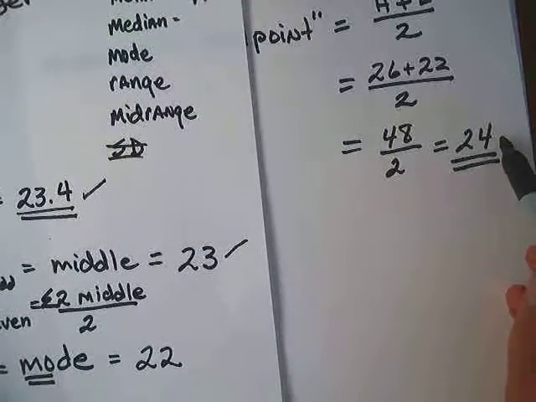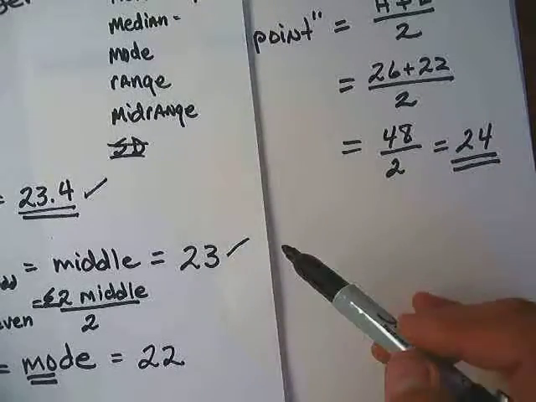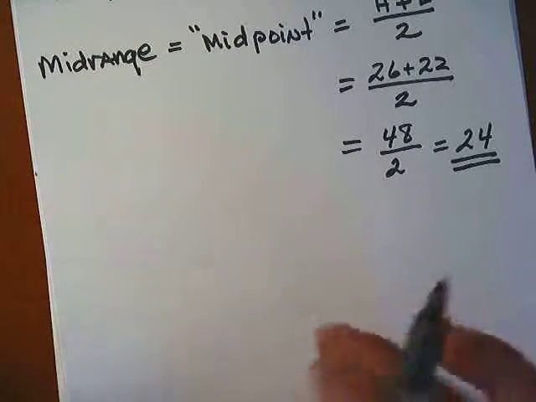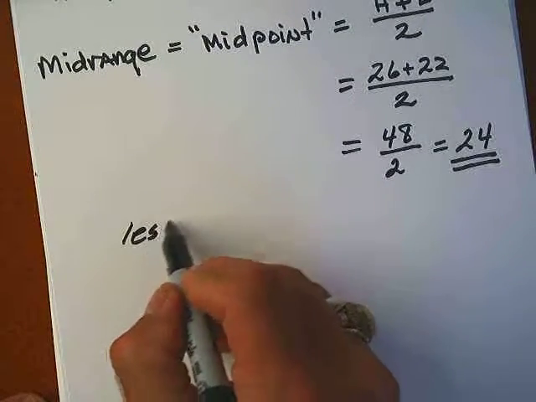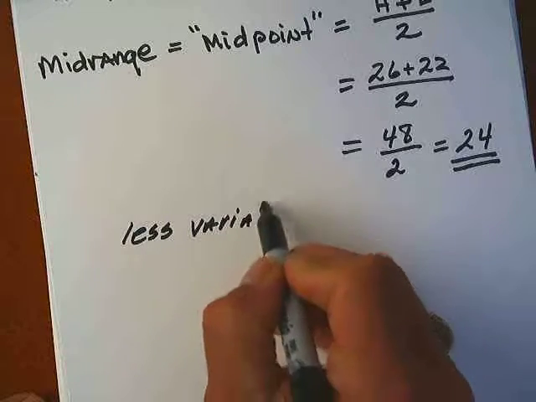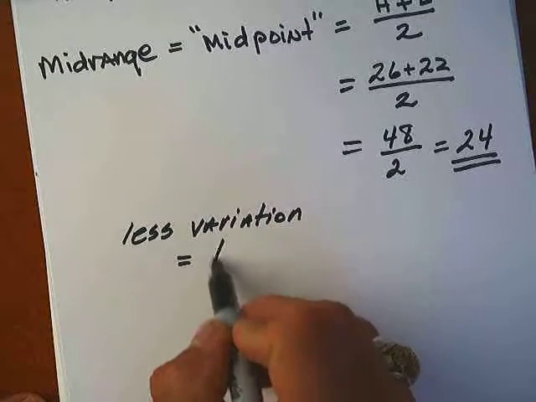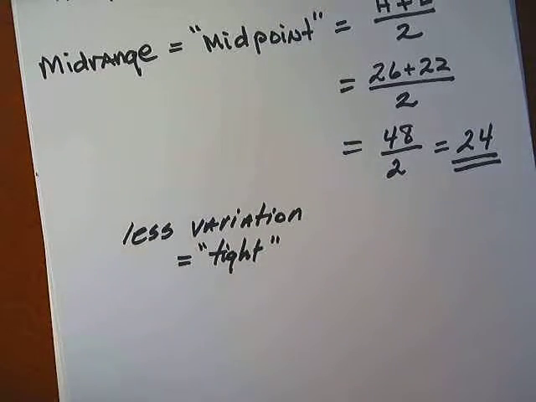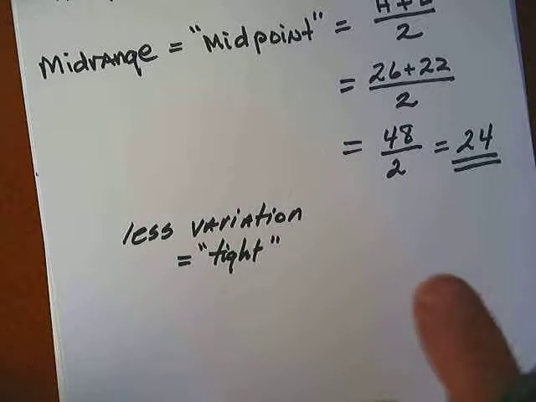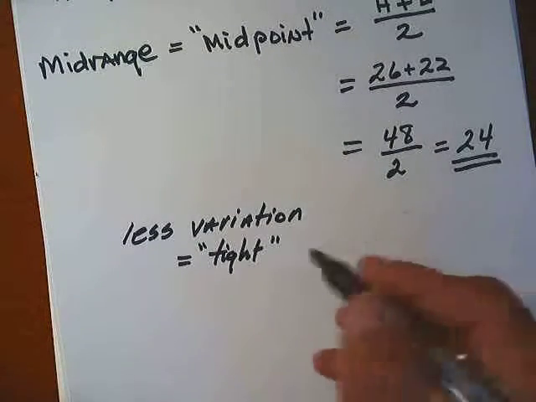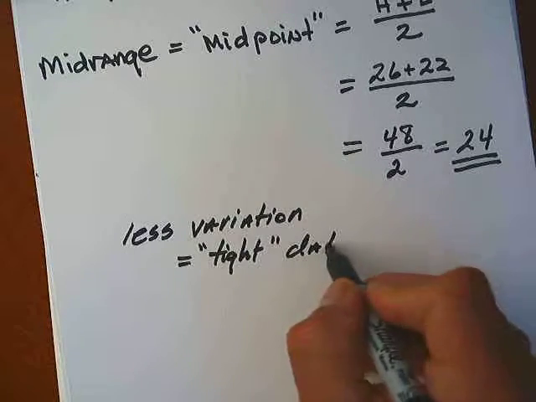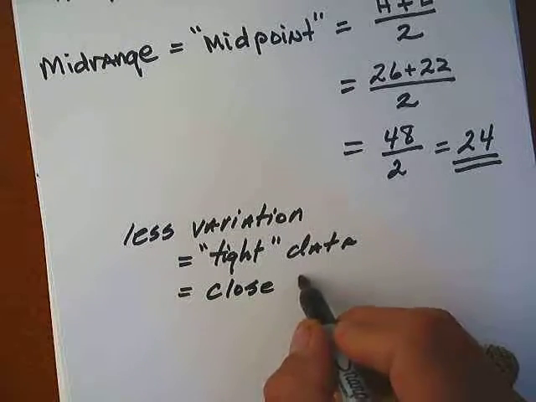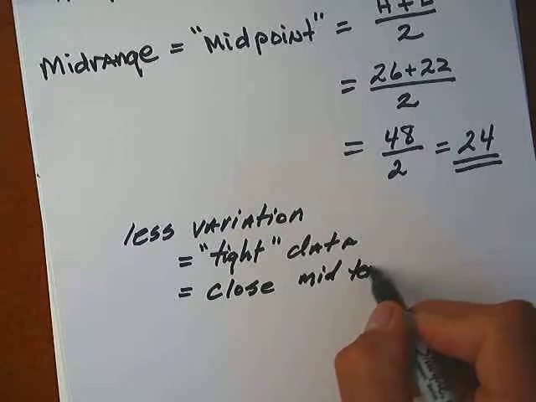Notice how the mean is 23.4, the median is 23, and the mid-range is 24. They're all close together. They're all close together because the data is tight. It's not sloppy. It's not all over the place. Less variation equals tight data. I use the word tight, meaning that it's real, it's valid, it's together, it's data that's not all over the place.